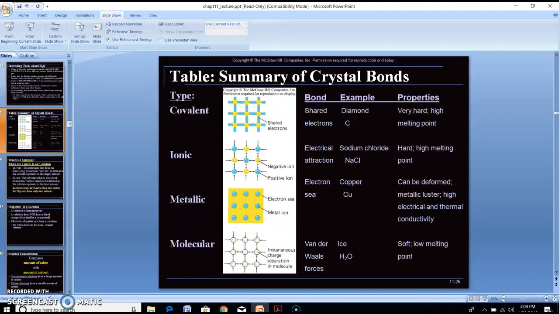The last crystal type is molecular crystals, and these crystals are formed by the van der Waals forces. The example is ice or snowflake, and these materials are usually very soft and have a low melting point.